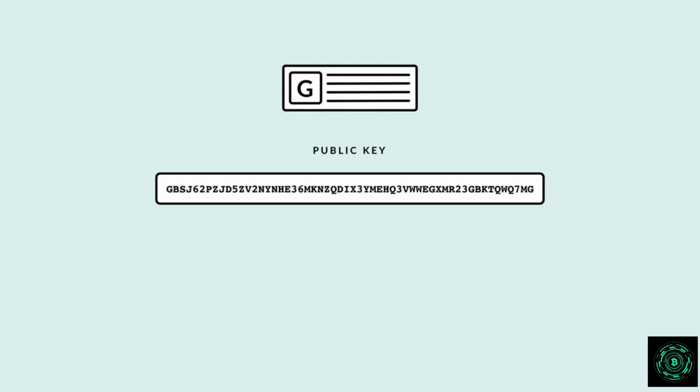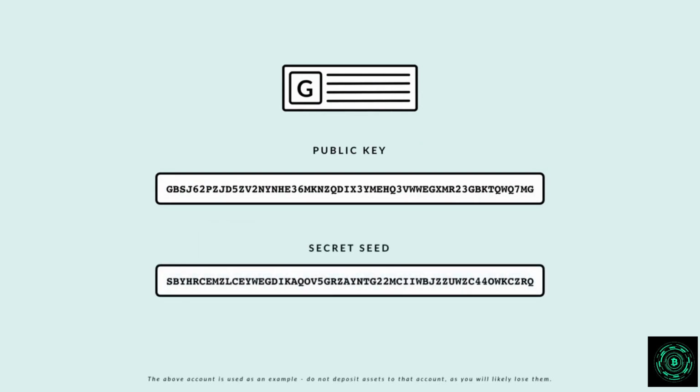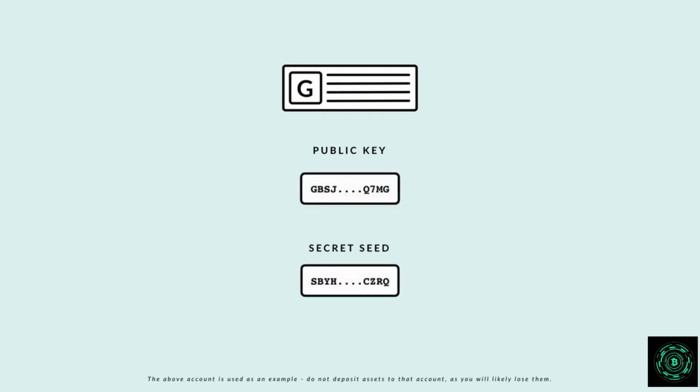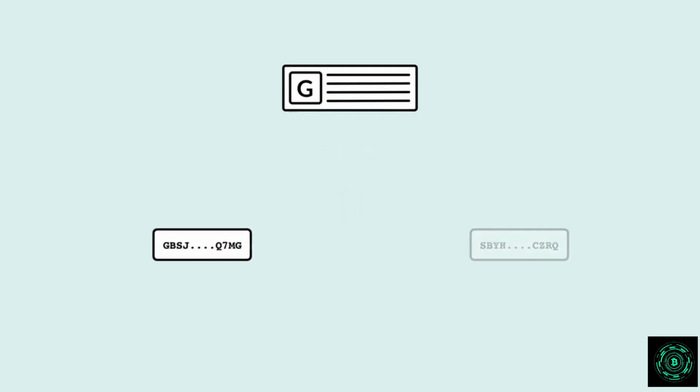Every Stellar account has a public key, which always starts with a G, and a secret seed, which always starts with an S. We will abbreviate them like this. The public key is safe to share. Other people need it to identify your account and verify that you authorized a transaction. Your secret seed, however, is private information that proves you own your account. You should be very careful how you share your secret seed, which we will talk about later in this video.